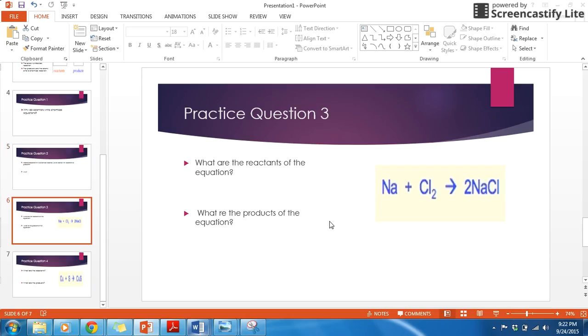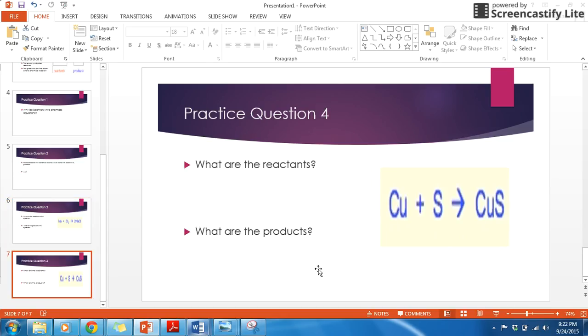Practice question number 3. What are the reactants in this equation? I have sodium atoms, I have chlorine atoms, and then I have sodium chloride or salt on the other side. So what are the reactants and what are the products of this chemical equation?